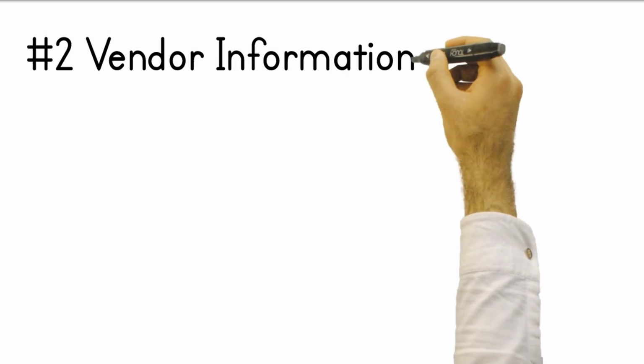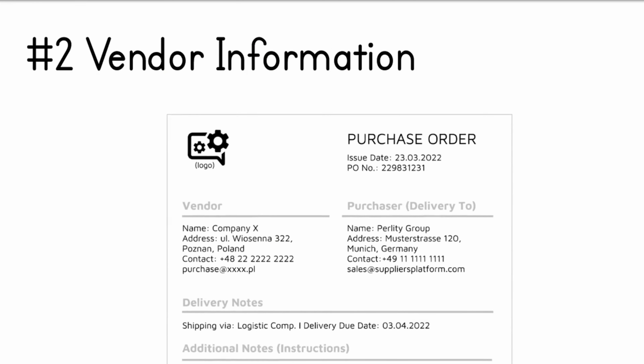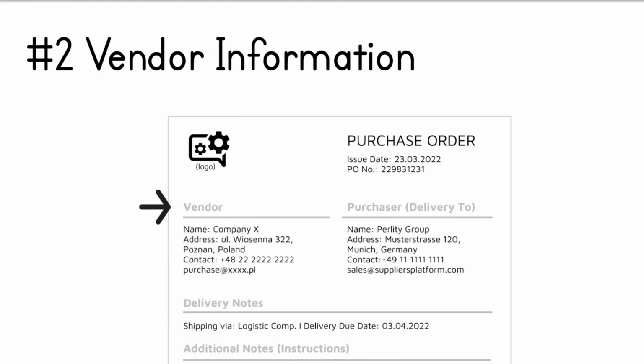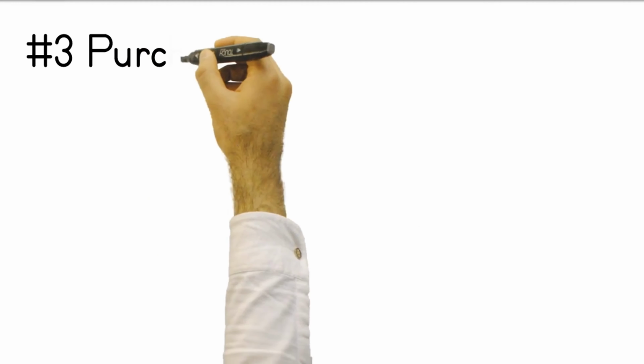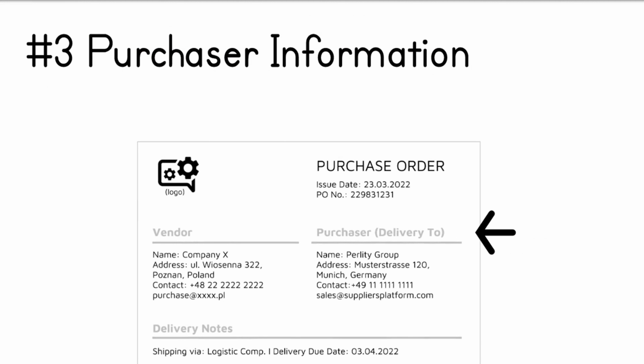Next, we have the vendor information, who is supplying the goods or services. This section lists the vendor's name, address, and contact details. Then comes the purchaser information, who is placing the order and where the goods should be delivered. It includes the buyer's name, address, and contact details.